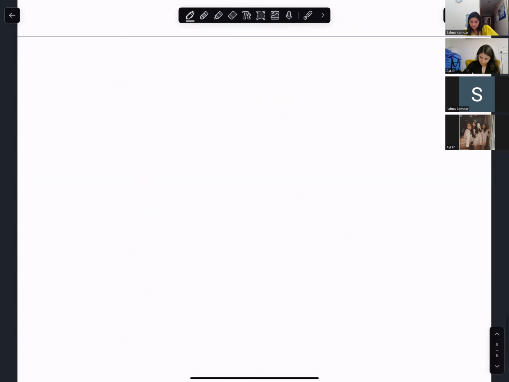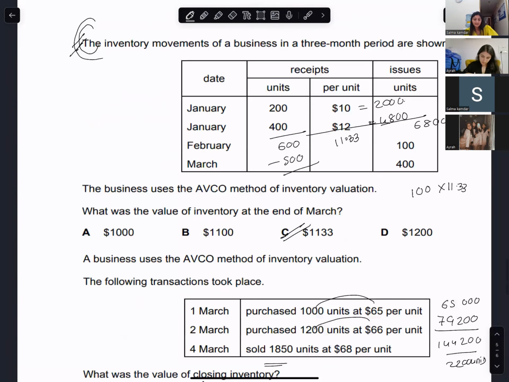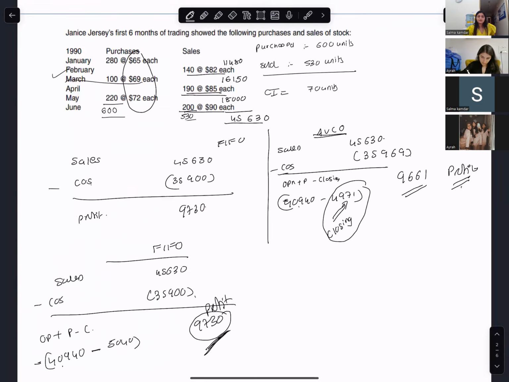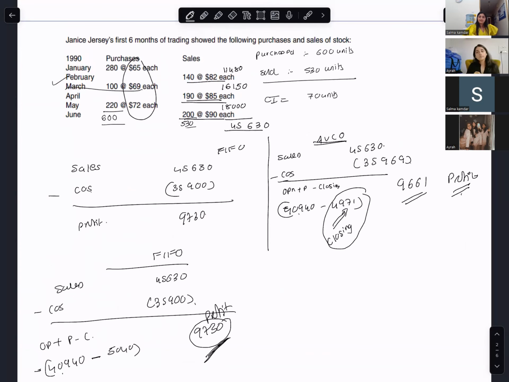Okay. So this is the part A of inventory valuation. Now you can take a little bit of break and we will do part B, the reverse inventory valuation.